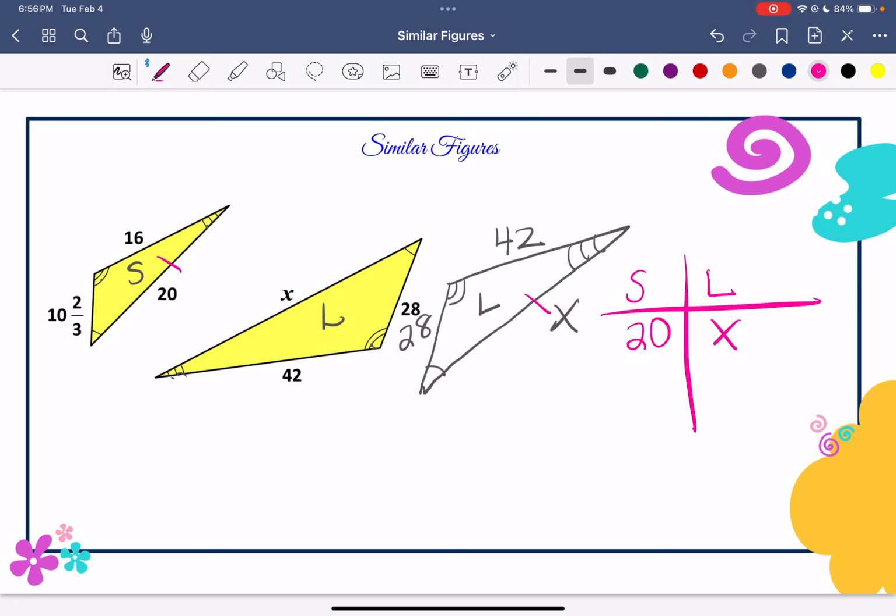Now, I get to pick 42 or 28. Because I don't want to deal with that fraction, I'm going to go with 42. So for the large will be 42. That corresponds to 16. It's not easy to see the relationship, so just the way fractions can be simplified, so can ratios. I'm going to use 16 and 42, and let's see if that helps. Scale it down by 2. I end up with 8 and 21.